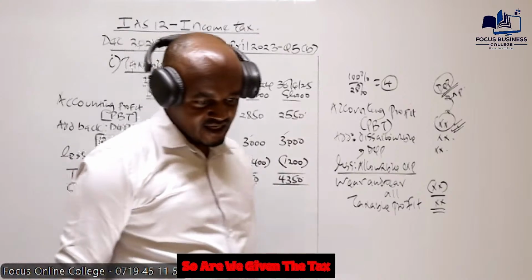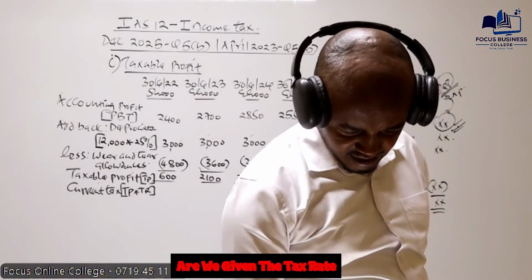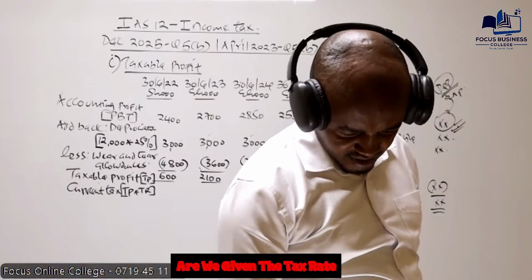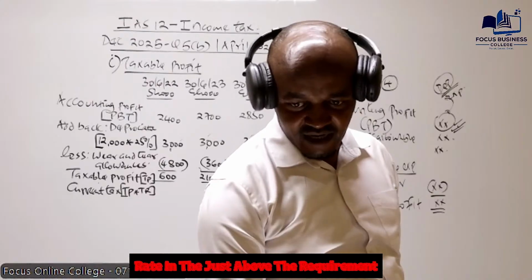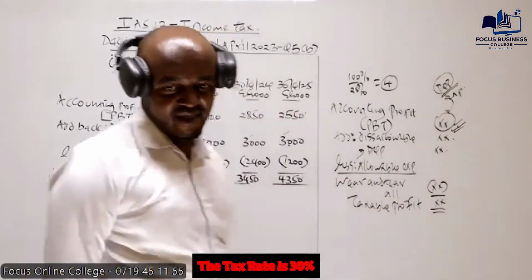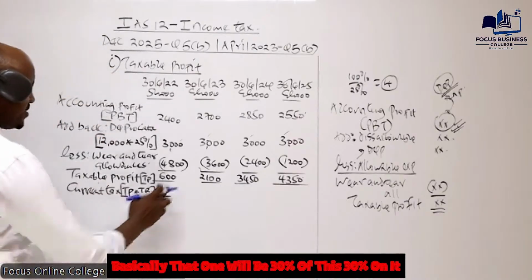So are we given the tax rate in this particular question? Yes, we have the tax rate just above the requirement. The tax rate is 30%. So if we are required to compute the current tax, basically that one would be 30% of this.